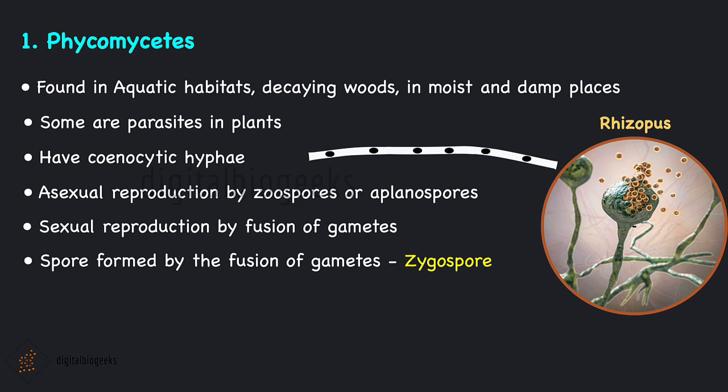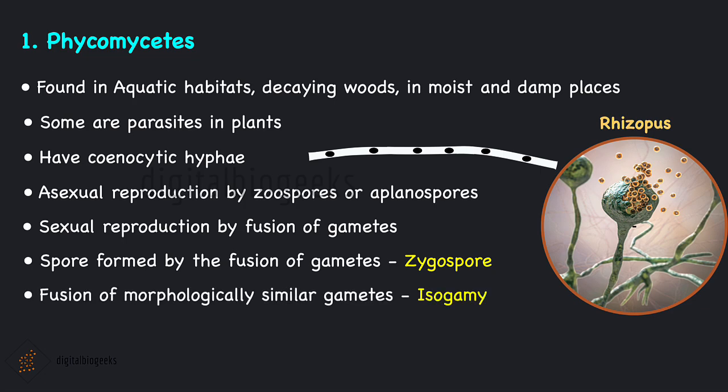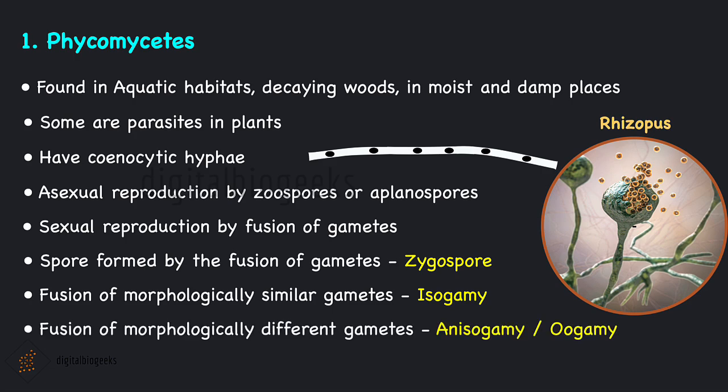When morphologically similar gametes, that means gametes with similar shape and size, fuse together, it is called isogamy. But when the gametes are different in size and form, then their fusion is called anisogamy or oogamy.